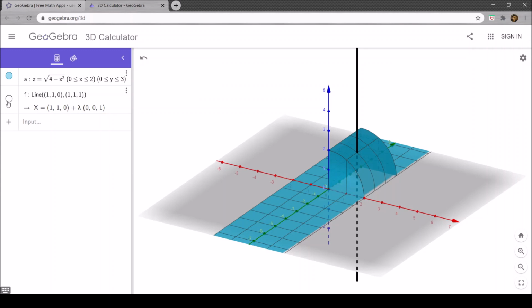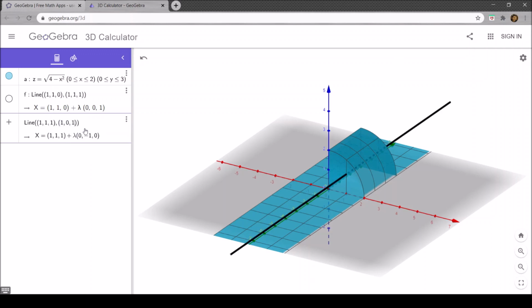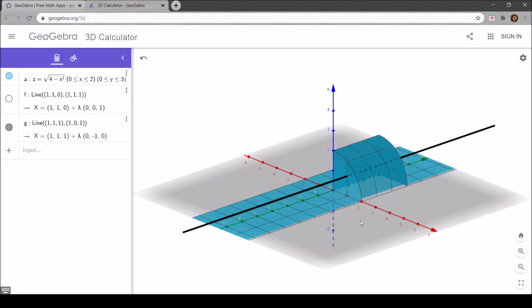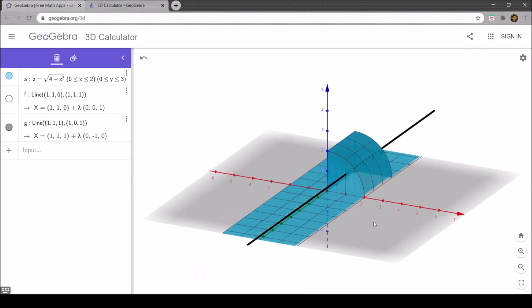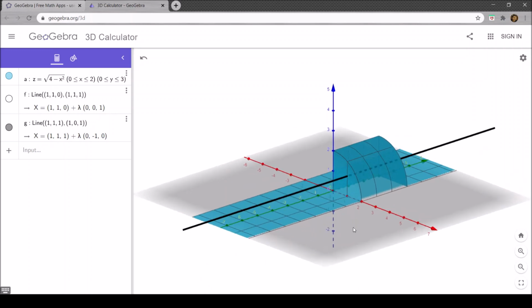Now let's take a different line. To find the limits of y, as we saw earlier on the whiteboard, let's do the same thing. We draw the line parallel to the y-axis. When I am drawing the line parallel to the y-axis, my y component will change, whereas my x and z will remain the same. So 1 comma 0 comma 1. And now as you can see, this is the line parallel to the y-axis, because my green axis is the y-axis.